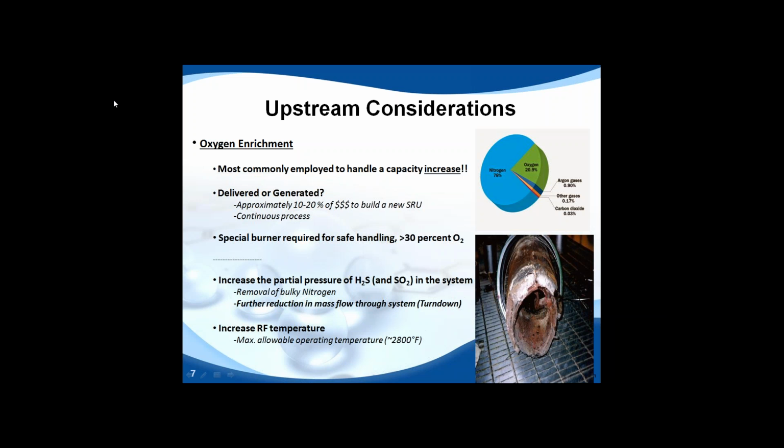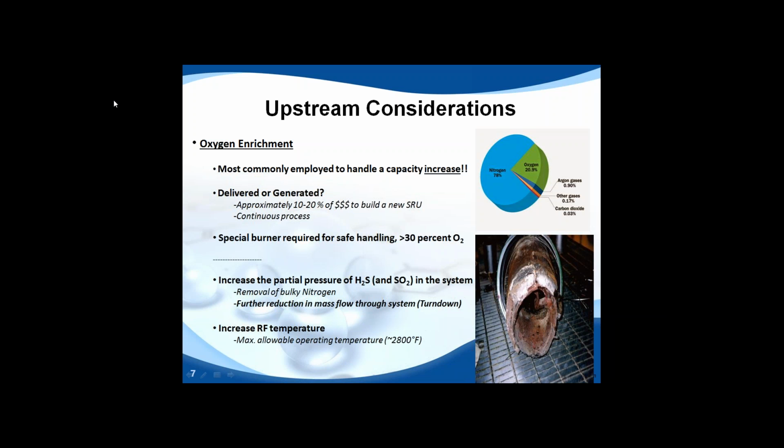However, I did mention that oxygen enrichment is commonly employed to handle capacity increases, the ability to process more acid gas because we've removed a lot of nitrogen relative to regular processing with air. If we remove nitrogen because of oxygen enrichment, we have less mass flow through the system, and we're assuming that we already had a reduction in overall mass flow through the system because we're dealing with turndown situations.